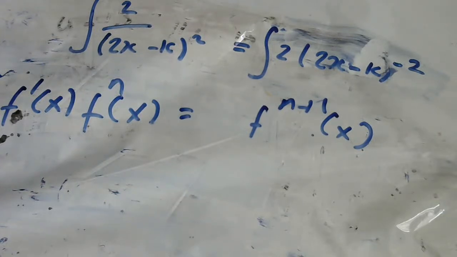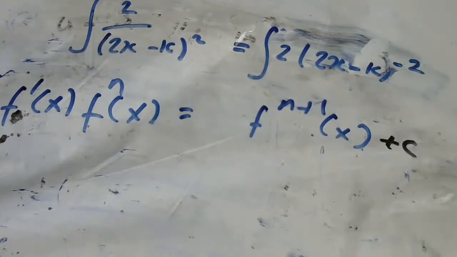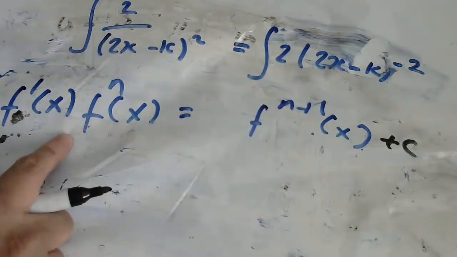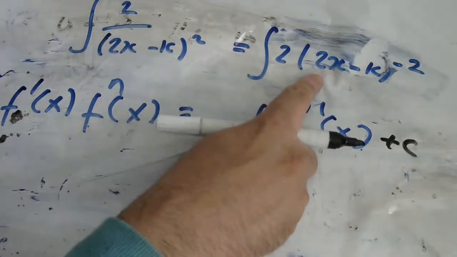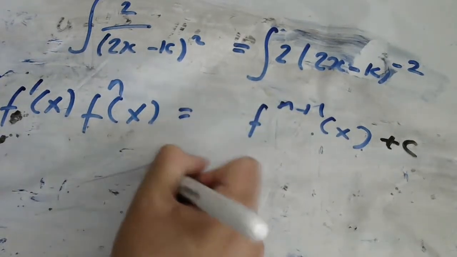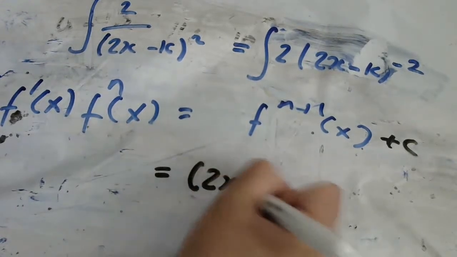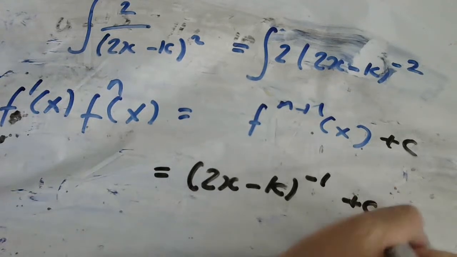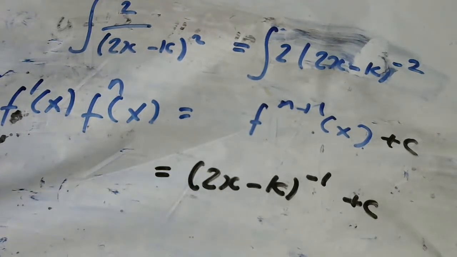Here's what we're doing. What I said to you just a moment ago was, if this thing is in that form, my guess to start will be the same thing with 1 power higher. So this would now be 2x minus k to the minus 1 plus c. That's my guess. All right, we're going to have to check our guess.